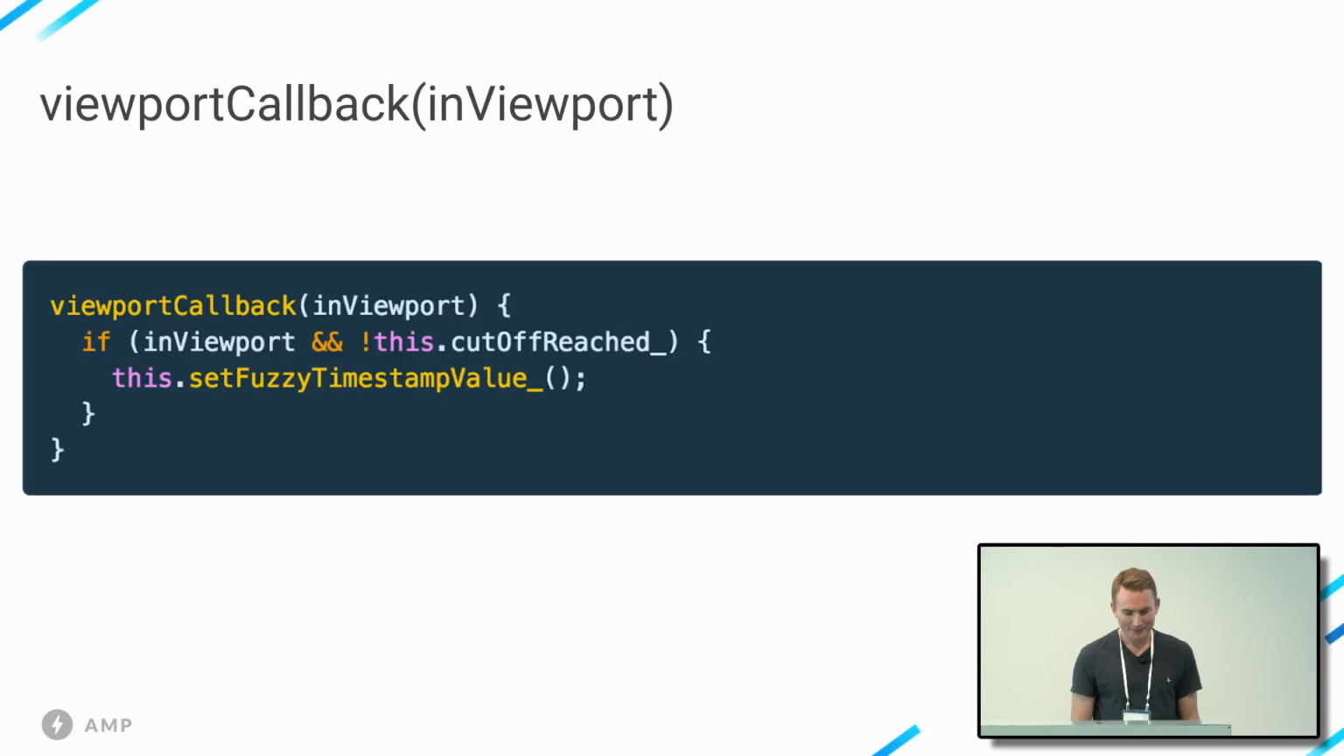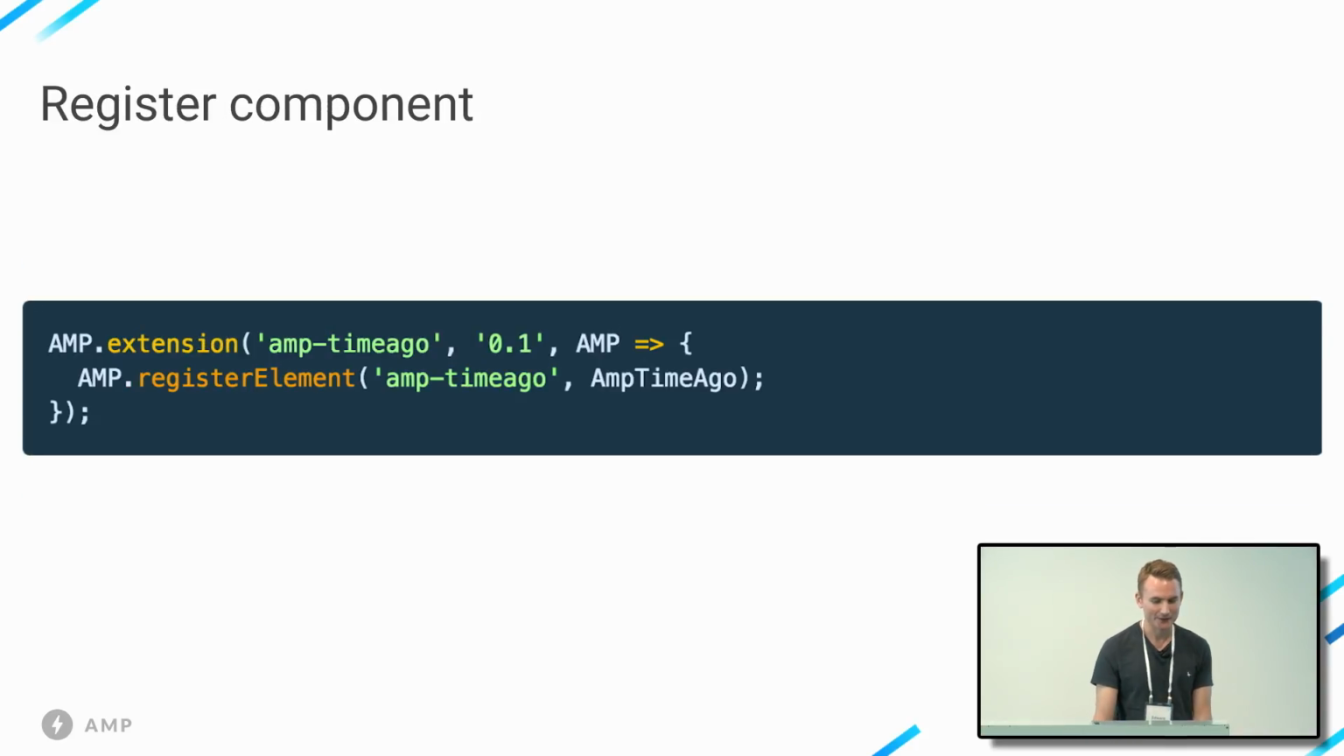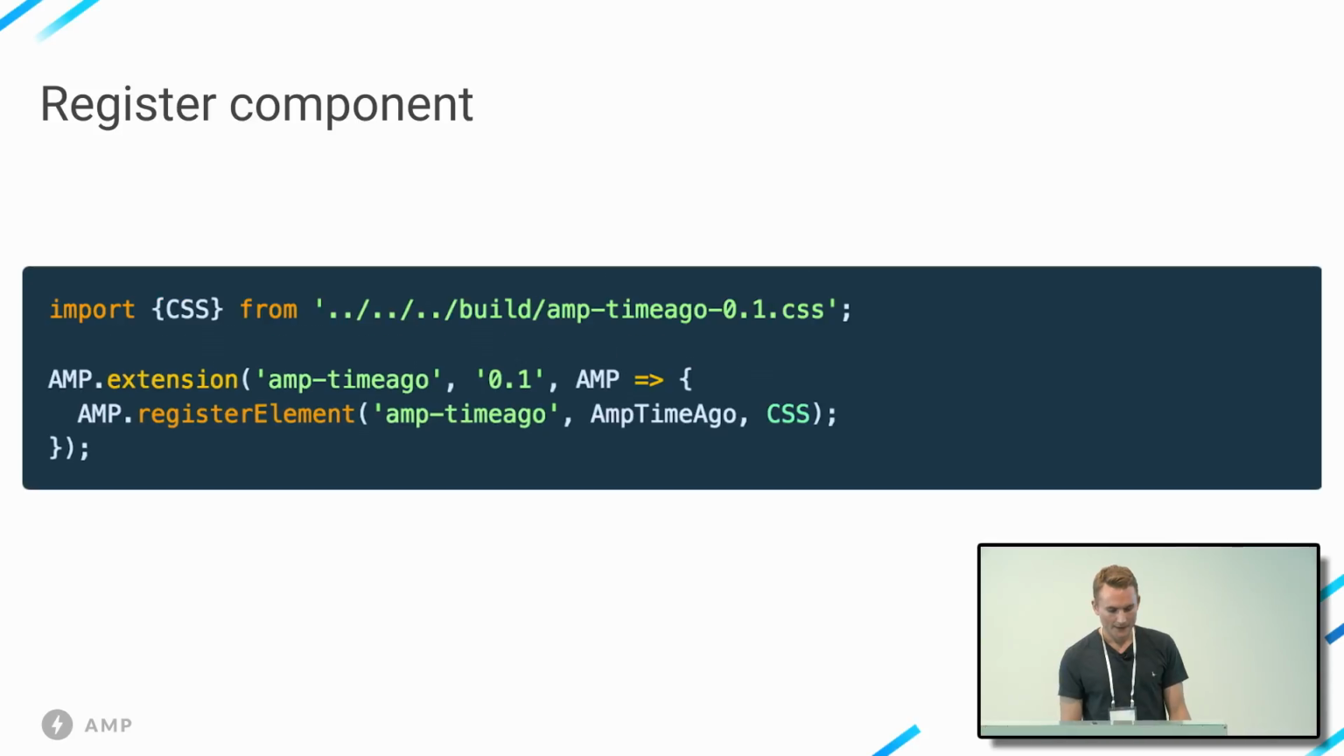Okay, so that's the 5 lifecycle methods covered. Then just one final thing to mention for our main component file is that we do have to register the component. We can use the amp.registerElement method for this, and we just pass in the name of our extension, amp-timeago, and the name of our class, also amp-timeago. If we did want to include any CSS, we could import this from the build directory and then pass this in as a third parameter when we call amp.registerElement.